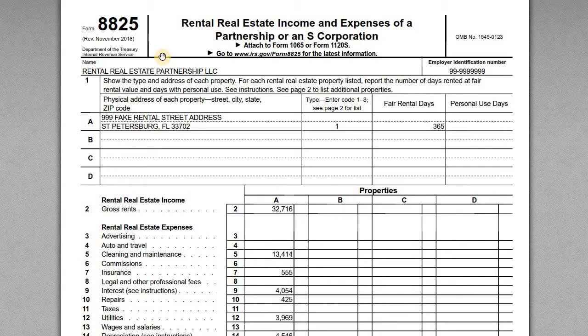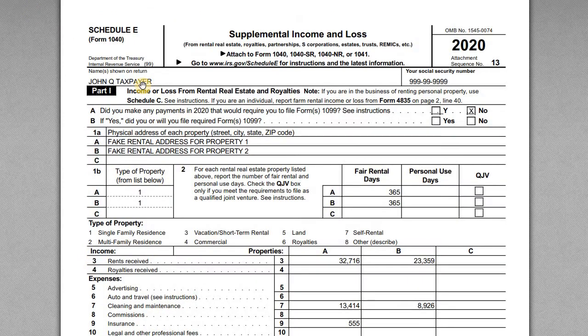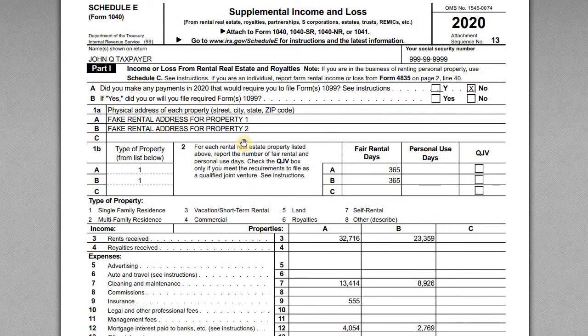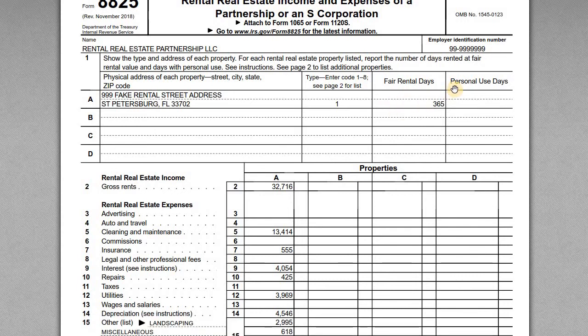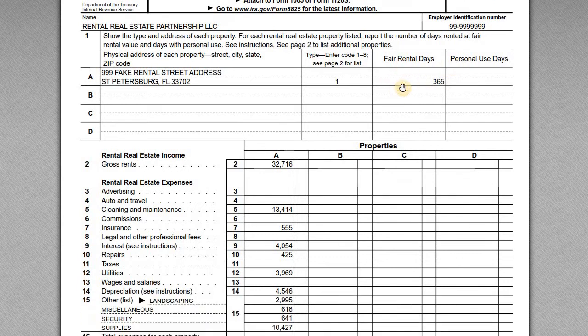Again, the format here is very similar to Schedule E for individual taxpayers. It's effectively the same thing. You're reporting the address for the property, the type of the property is, what, Code 1 is for single-family residential homes. It does have Code 1 through 8 depending on if you have a different property type, but in this case it's Code 1. Fair rental days, we bought it at the start of the year, rented it throughout the year, so we put 365.